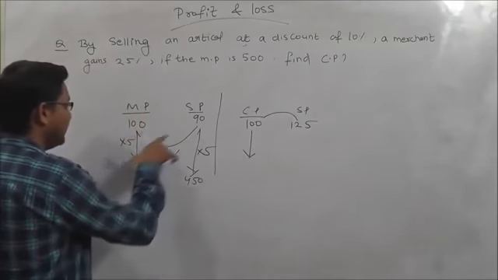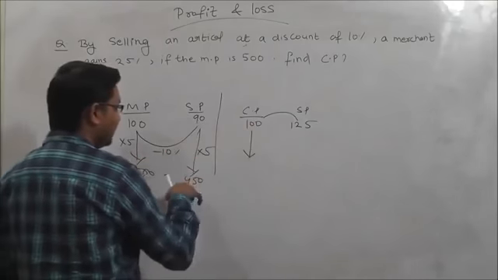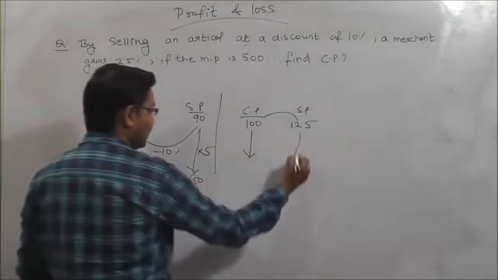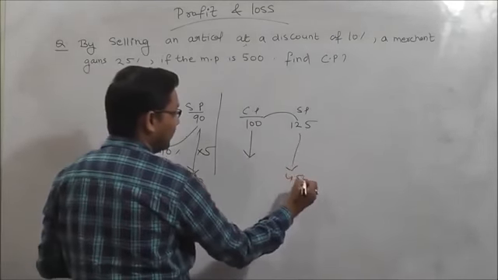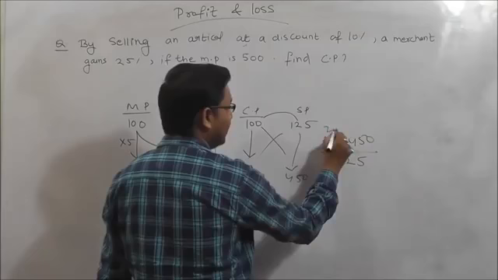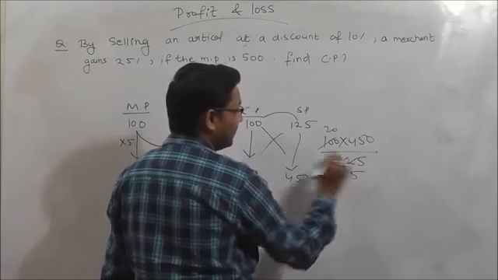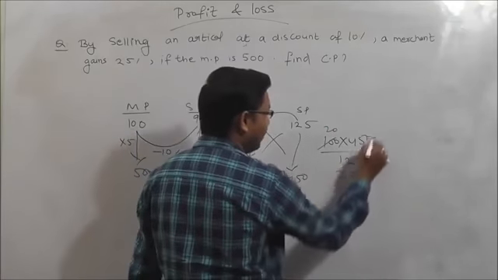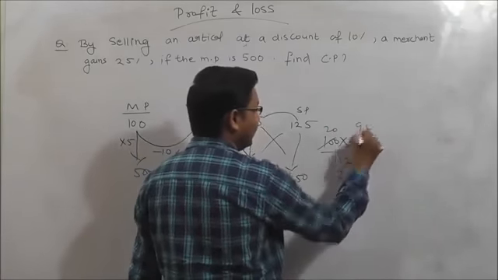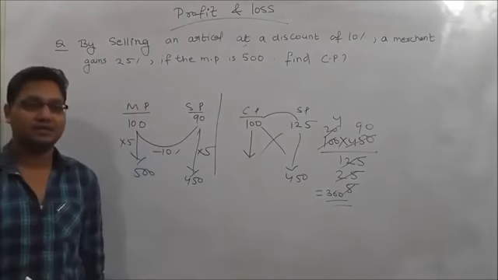Because the cost price is 100, we have calculated the selling price as 125. The actual selling price is 450, and we have to calculate the cost price. So do the cross multiplication: 100 into 450 upon 125. 5 into 20, 5 into 25, 5 into 5, 5 into 90, then 90 into 4, 360. So 360 is the cost price.